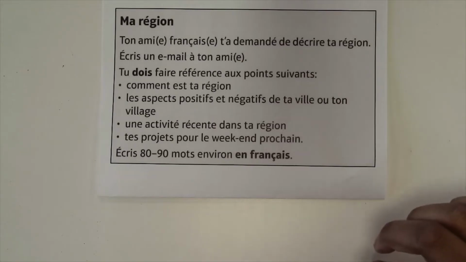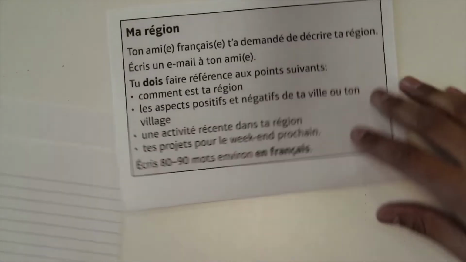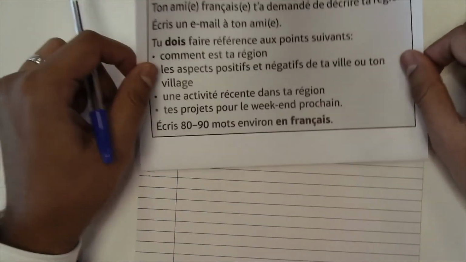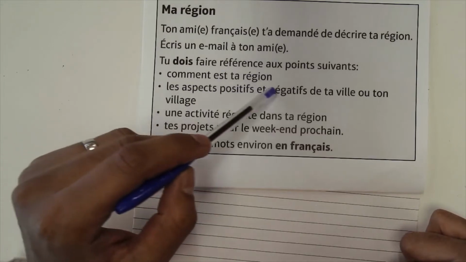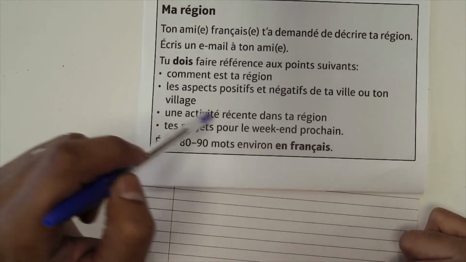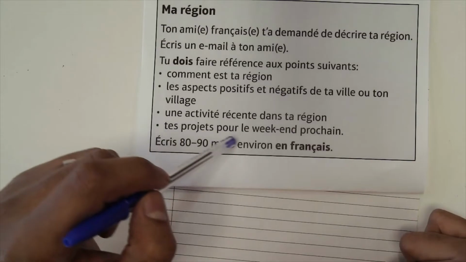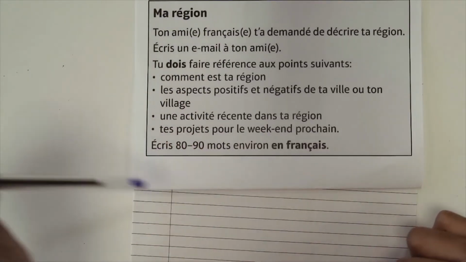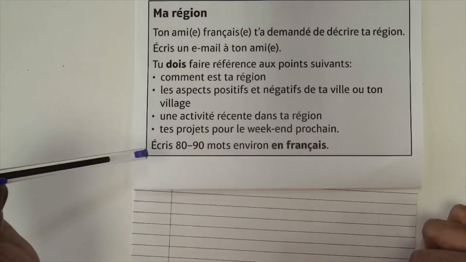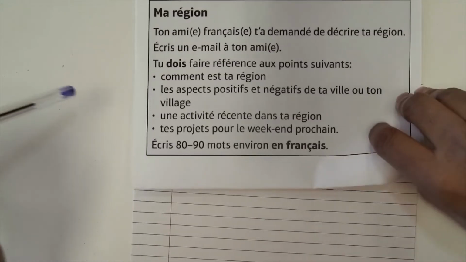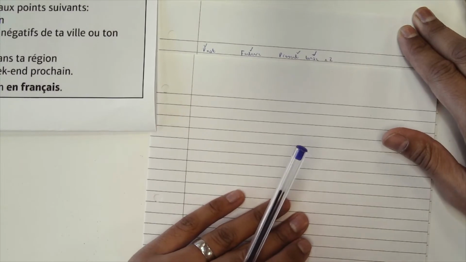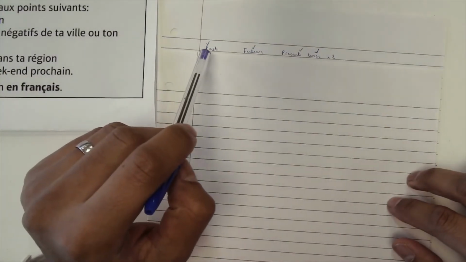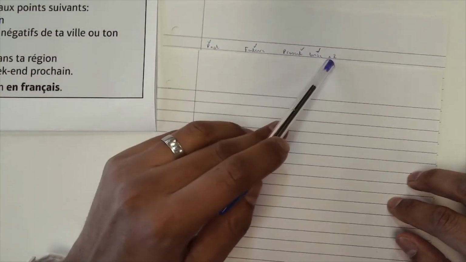So the first thing that you would do is plan your bullet points. You need to work out what the bullet points mean. So if we look at these over here, I've got comment est ta région, les aspects positifs et négatifs de ta ville ou ton village, une activité récente dans ta région, and tes projets pour le week-end prochain. So I know, as I've already said, that I'm going to have 2 present tense, 1 past tense and 1 future tense. It's imperative that you do this properly, and work out what the bullet points mean. As I said before, I wrote down that I've got the past tense, the future tense, and 2 versions of the present tense.